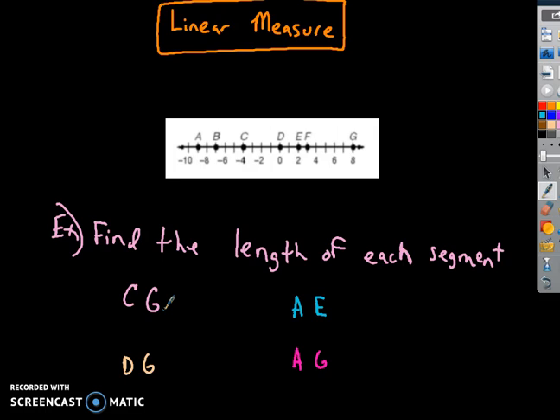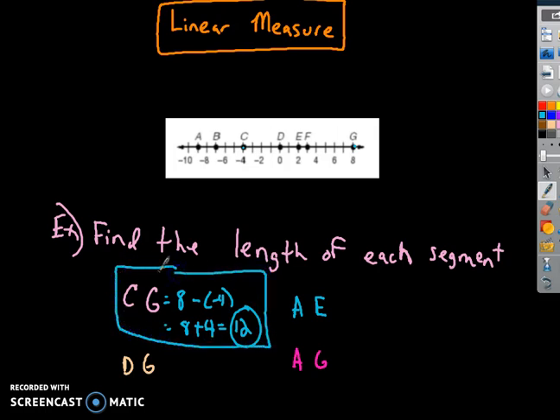If I were going to find CG, I want to go from C to G. So I start at the right and subtract backwards. CG should equal 8 subtract a negative 4. That means 8 plus 4, so that should be 12. Did the math right, I know CG is equal to 12. The length from C to G has to be 12.